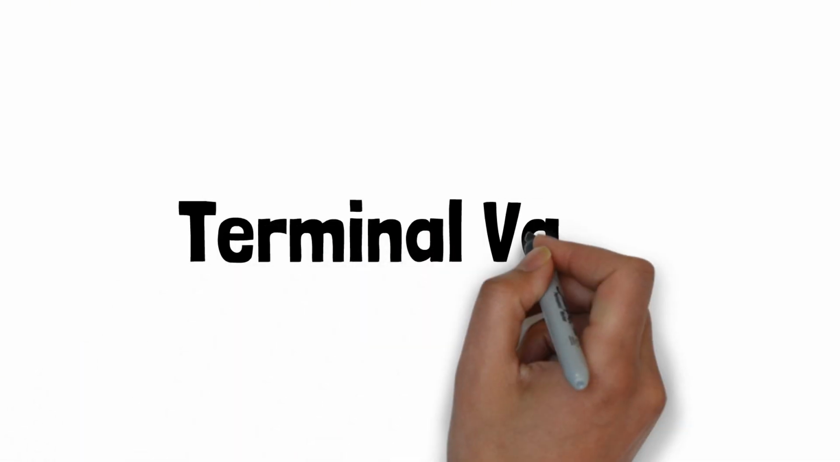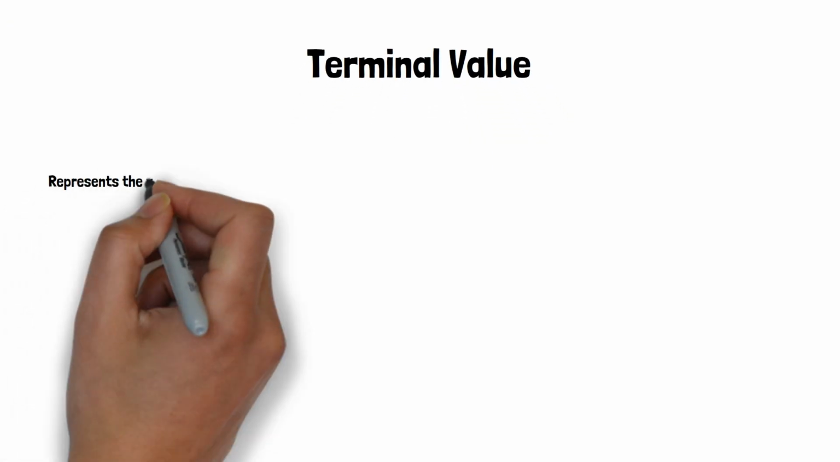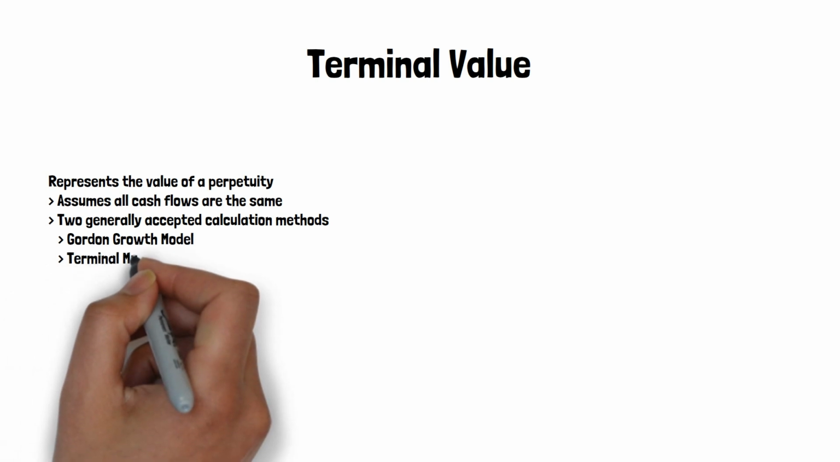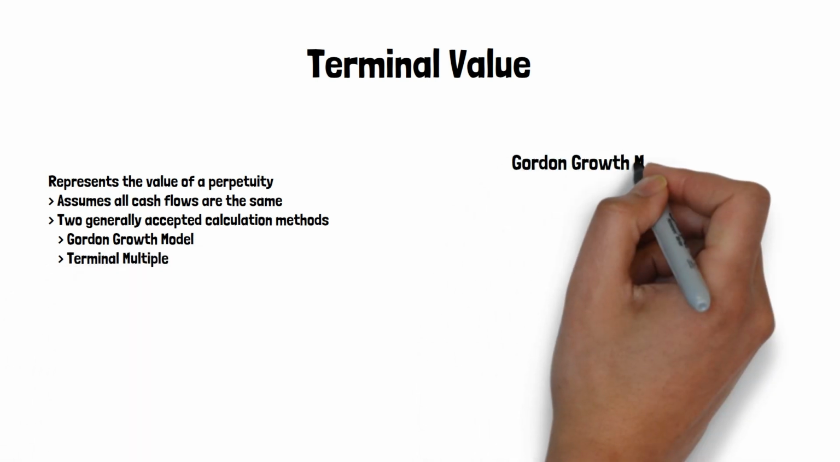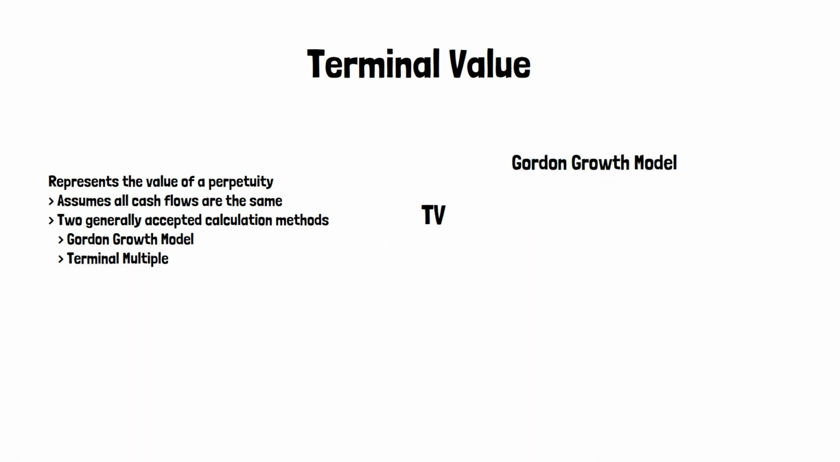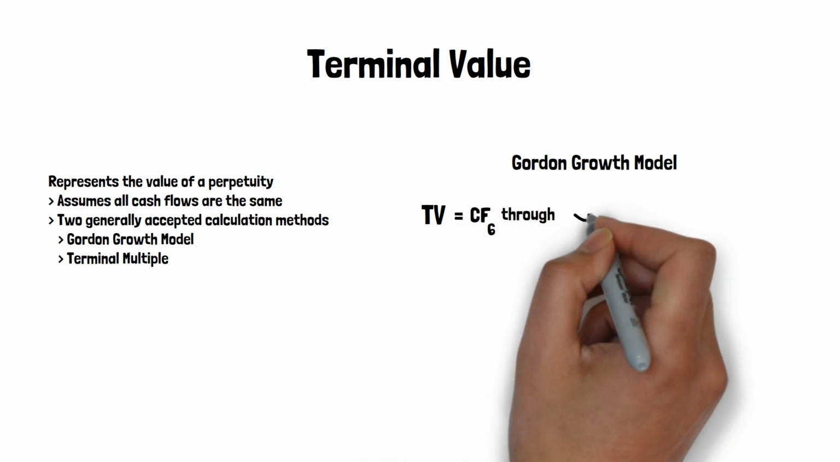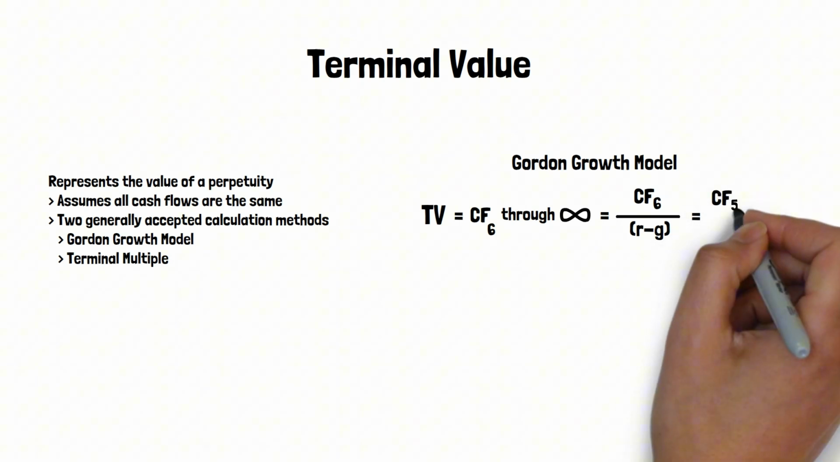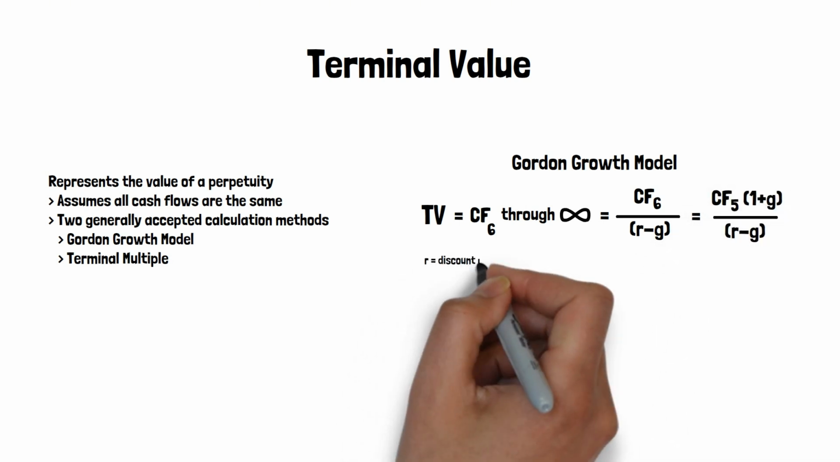The terminal value. The terminal value represents the value of a company's cash flows into perpetuity. You assume all the cash flows are the same or they grow at a steady state rate. There are 2 generally accepted methods of calculating the terminal value. One is the Gordon growth model and the other is a terminal multiple.